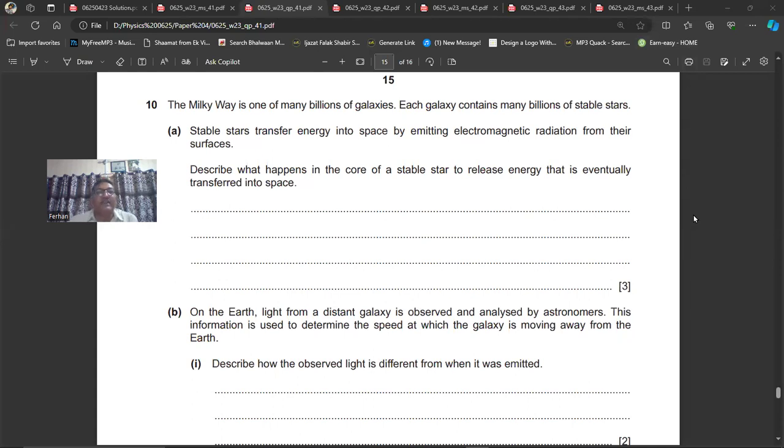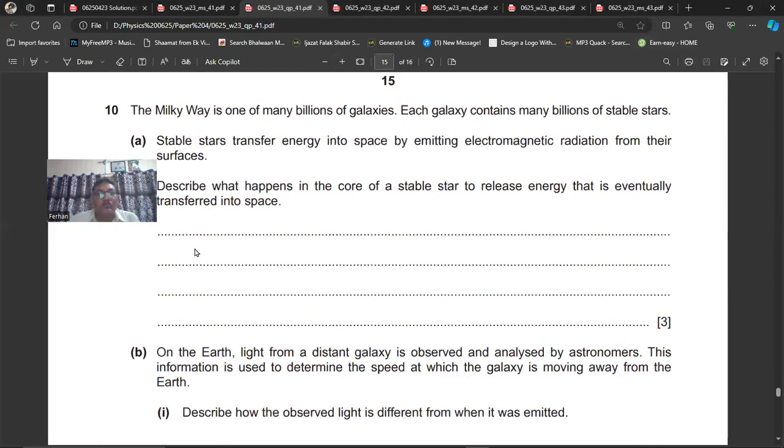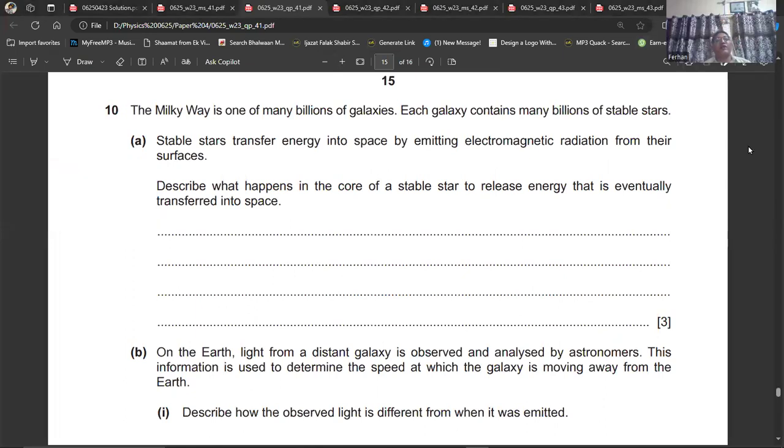Question number 10 of the 2023 October-November 4-1 paper is showing up. This question is related to space physics. The Milky Way is one of many billions of galaxies. Each galaxy contains many billions of stable stars. Question number 10, part A.